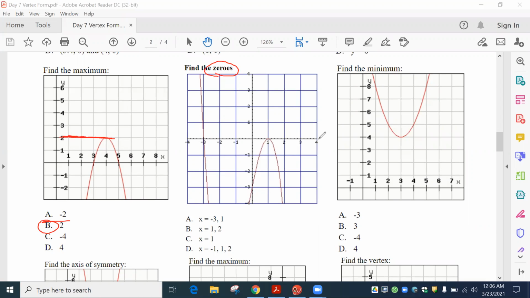Zeros are where it touches the x-axis. So this is the x-axis. It touches there at 1 and at -3. So -3 and 1 would be A.